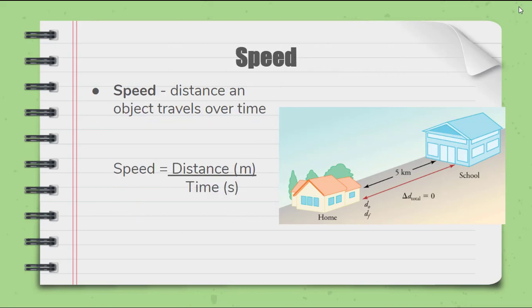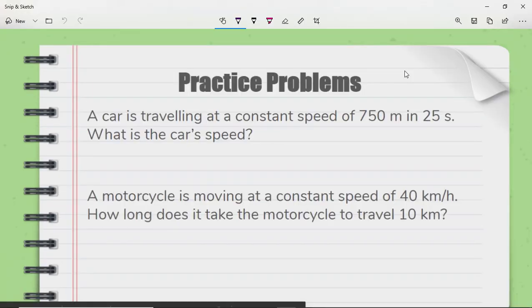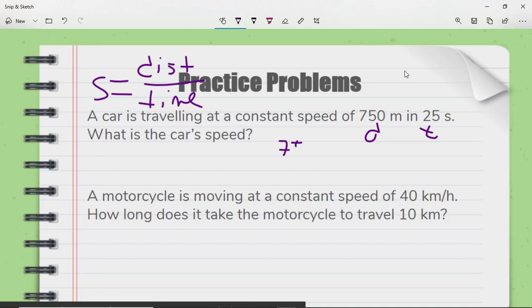The speed formula is the distance an object travels over time, that is, distance divided by time, and you get a unit of meters per second. A car is traveling at a constant speed of 750 meters in 25 seconds. What is the car's speed? Well, remember, the speed is distance over time. The car travels 750 meters, so that is my distance, and my time is 25 seconds. So I'm going to take 750 meters divided by 25 seconds. And what I get is 30 meters per second.